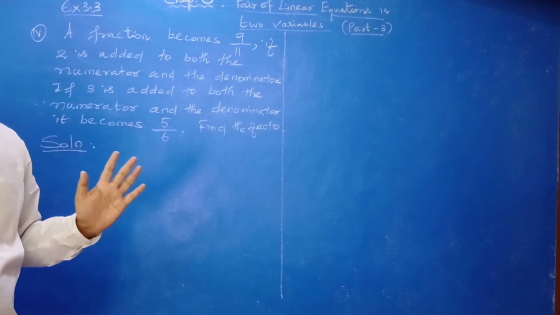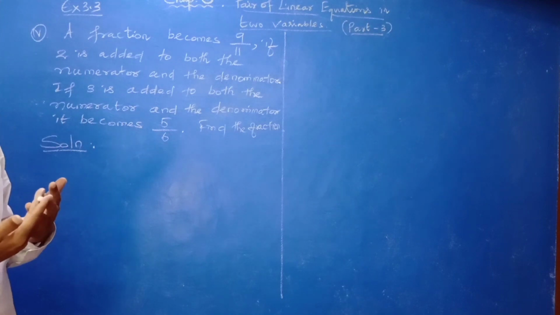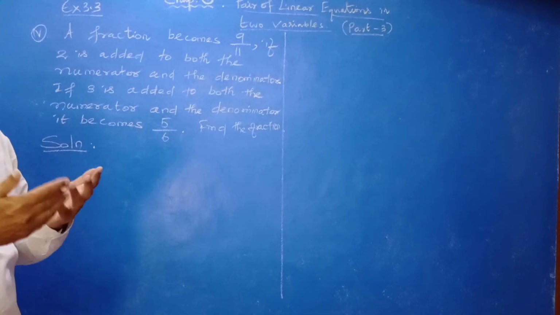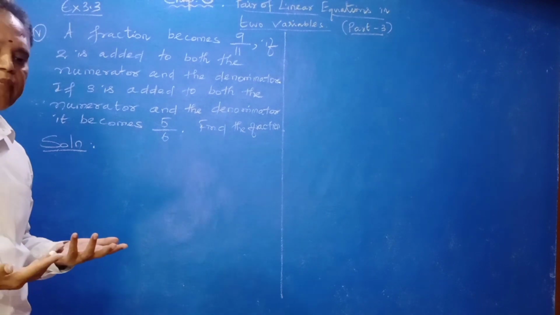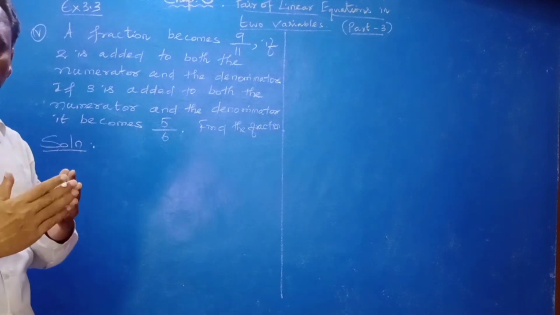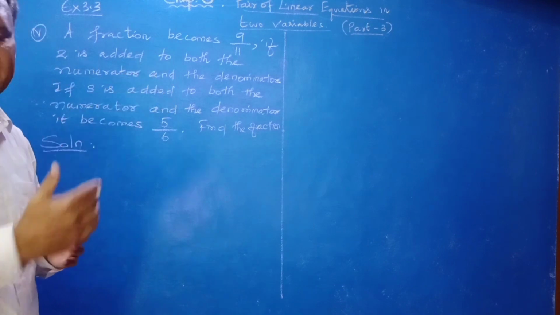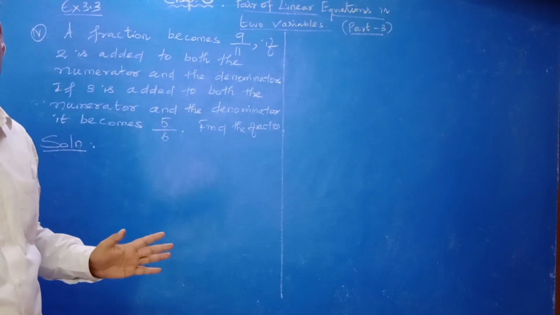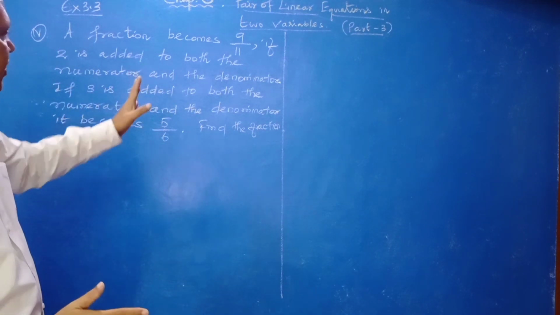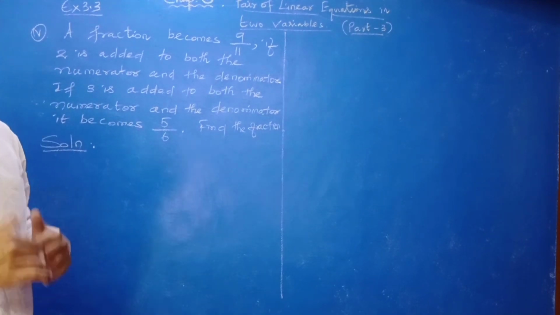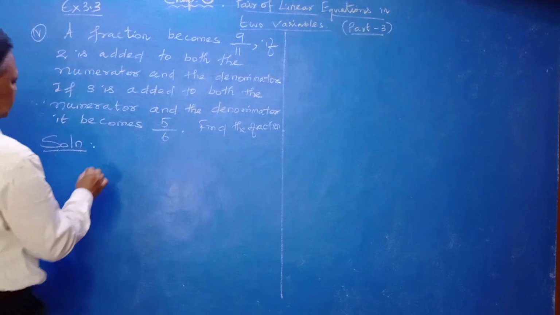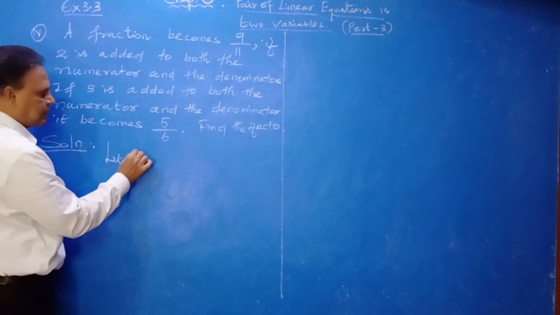So, two conditions given. Clear? But here actually you don't know the fraction. That means what is the numerator, what is the denominator. So, what I am going to do is you assume numerator be x and the denominator be y. Clear? For the required fraction, you have to assume numerator as x and the denominator as y. You see, let the numerator be x.